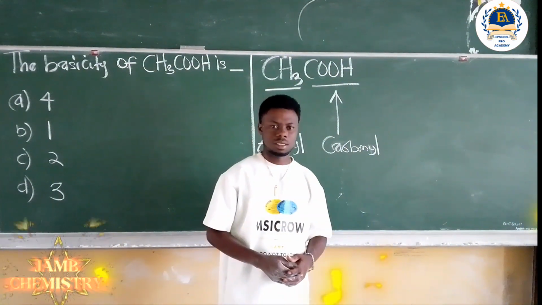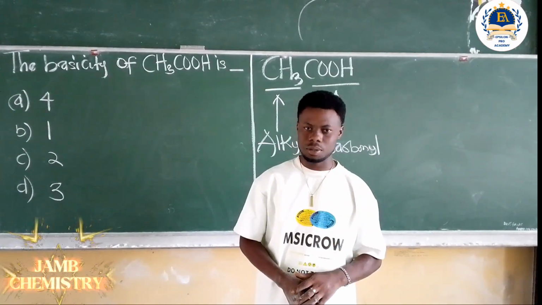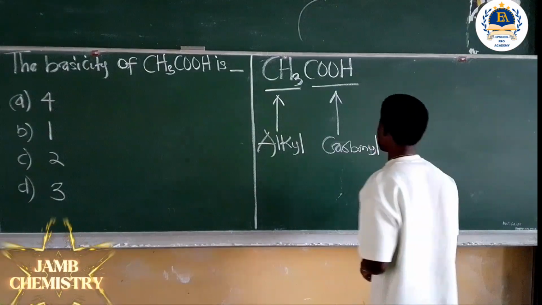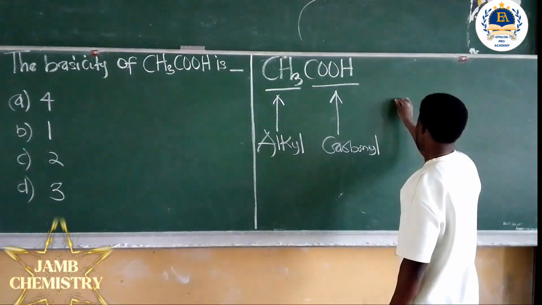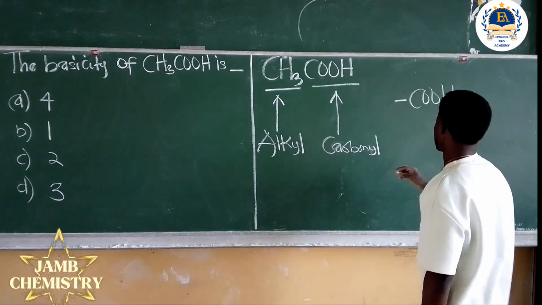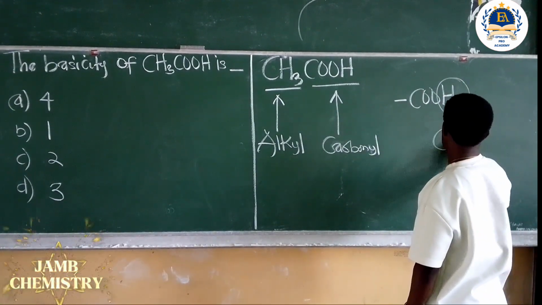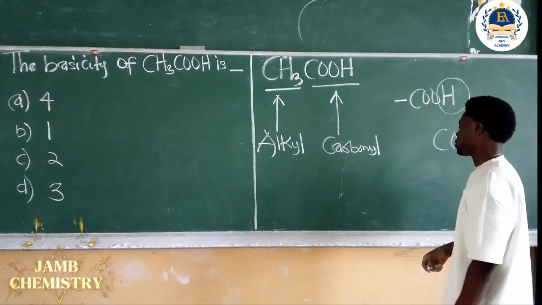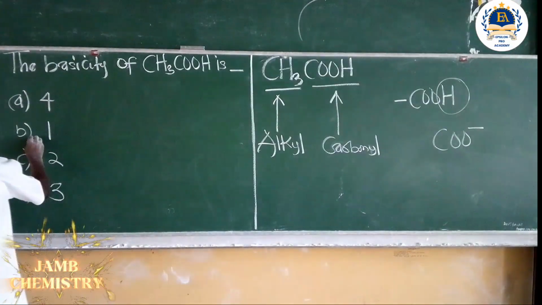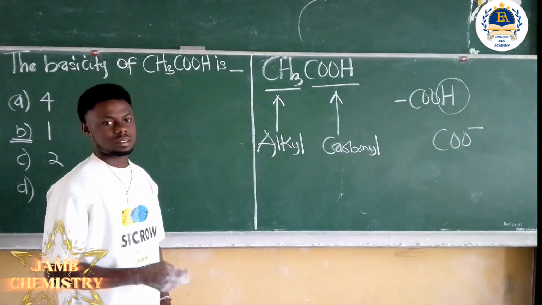What is basicity of an acid? Basicity of an acid is the number of replaceable hydrogen ions present in one molecule of an acid. So, since the acidic hydrogen is attached to COOH, then during chemical reaction, this hydrogen is going to be removed and we will obtain COO minus. So the basicity of the acid is 1, since one hydrogen is going to be replaced.